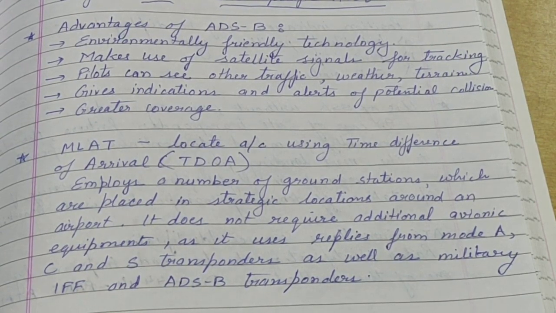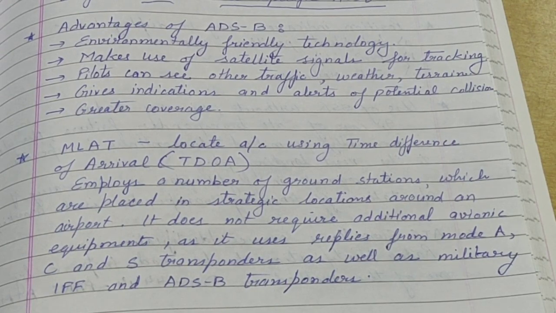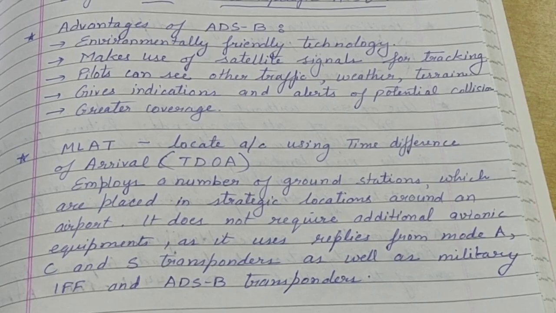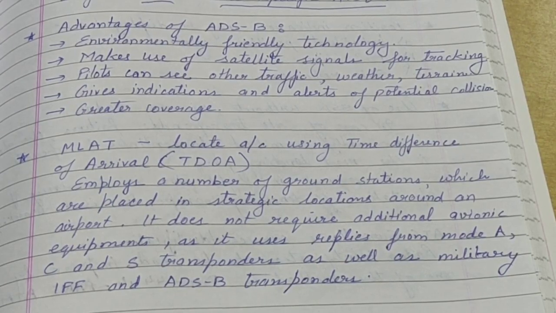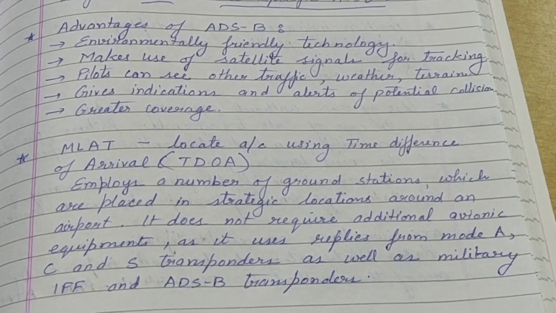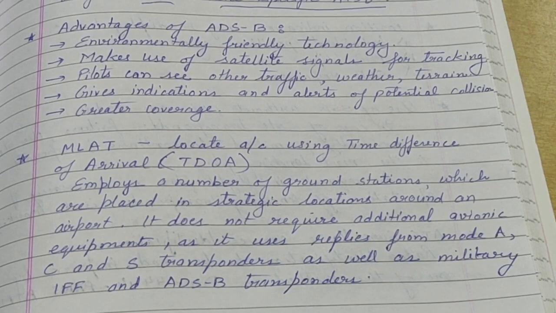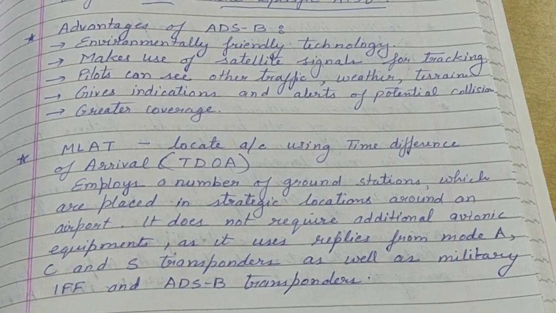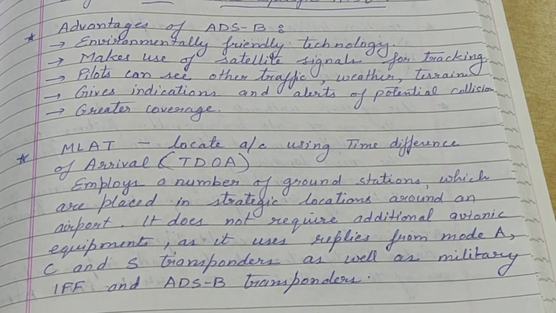In this case, the aircraft will be at different distances from the aerodrome, and according to their distances they will receive the signals and reply to them. The replies they give will be received at the aerodrome with a difference of a fraction of a second. This fraction of a second is used to calculate the position of the aircraft. So this is how MLAT works.